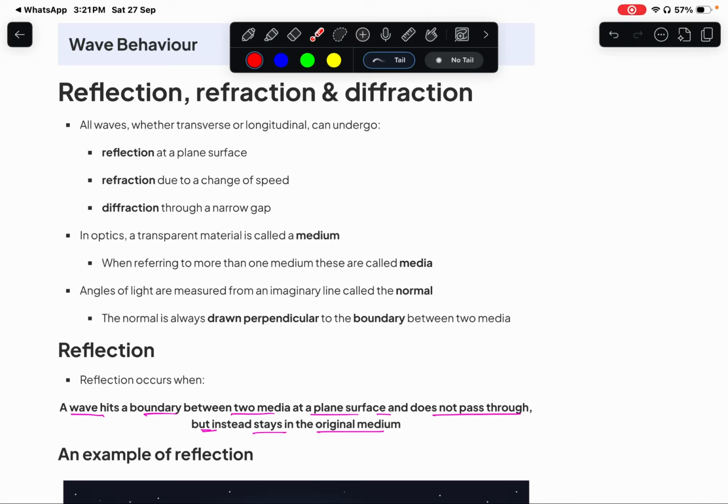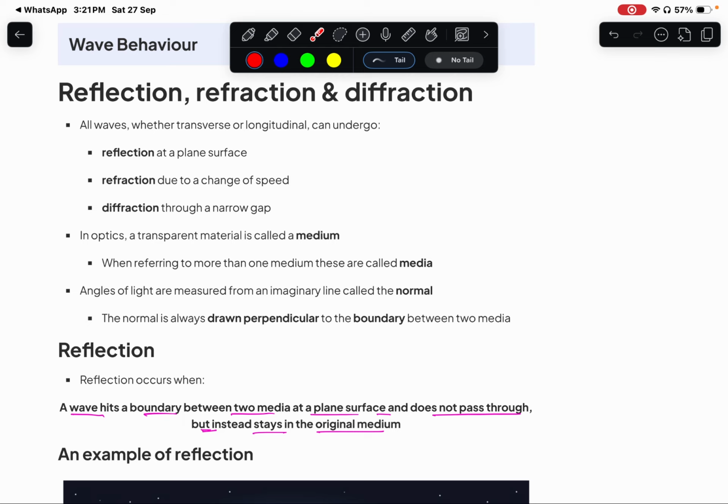We will be studying today reflection, refraction, and diffraction. What is the difference between them, and how is a wave reflecting, refracting, and diffracting? All waves, whether transverse or longitudinal, can undergo reflection at a plane surface, refraction due to change of speed, and diffraction through a narrow gap.